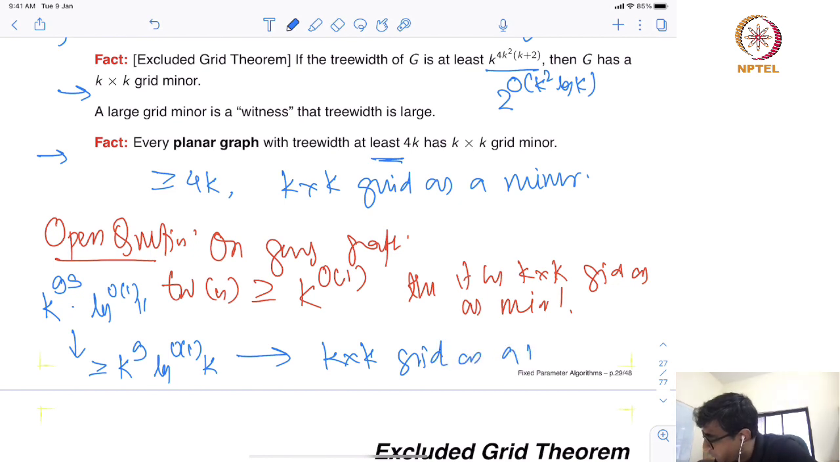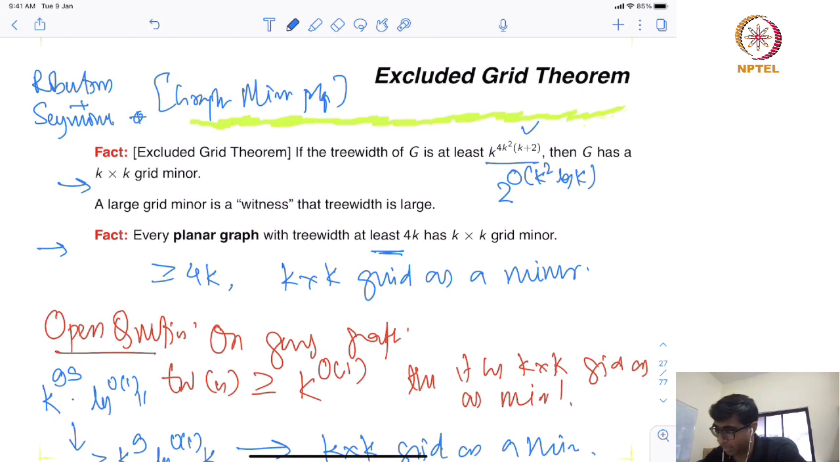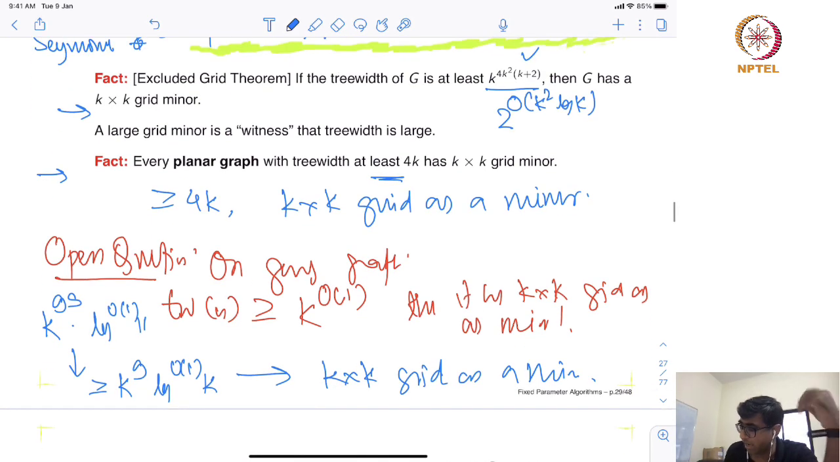Okay. So, it is one of the very important and big theorems in graph theory, the excluded grid theorem. Now notice, if I can somehow prove that the graph does not have a k times k grid as a minor, what does it imply? The contrapositive implies the treewidth of a planar graph is at most 4k. Similarly, on a general graph, if I say there is no k times k grid as a minor, that will immediately imply that the treewidth is at most k to the power 10, for example.